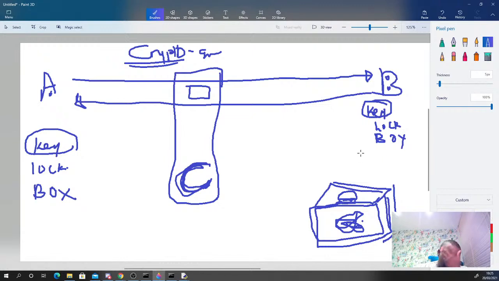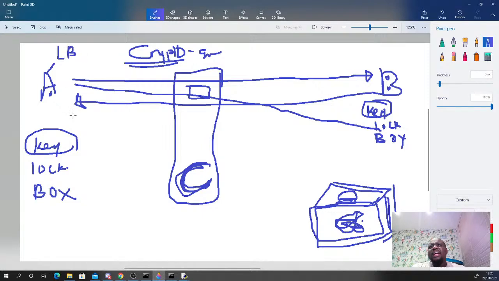So what would happen is that B will send A his lock. So now A has the lock of B, which I will call lock B. And A will send his lock to B. And now B will have lock A.